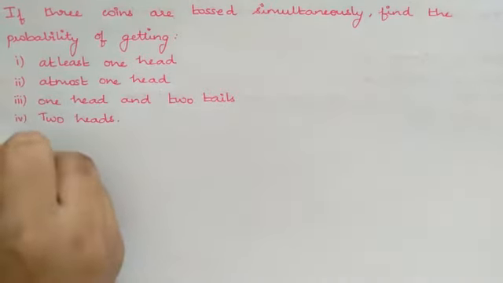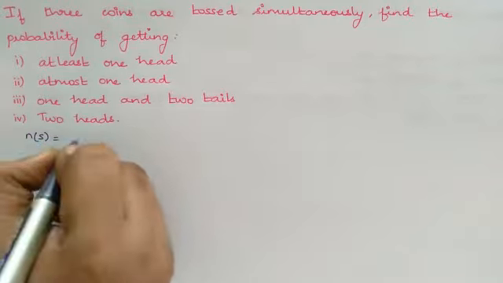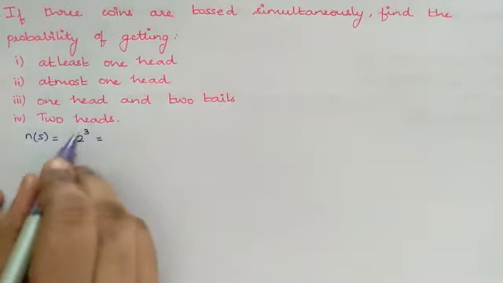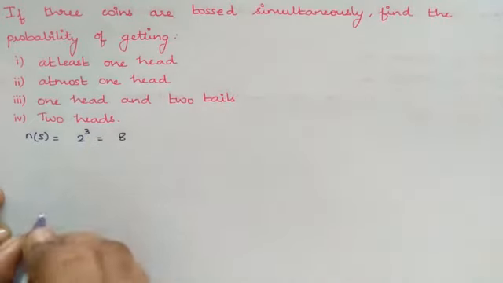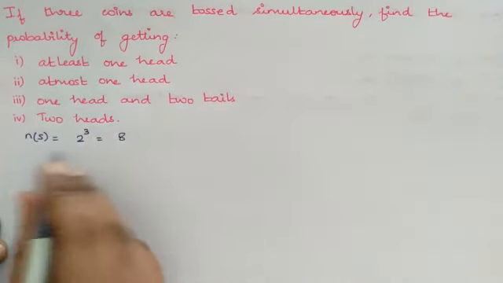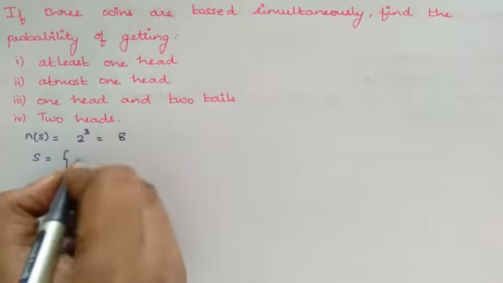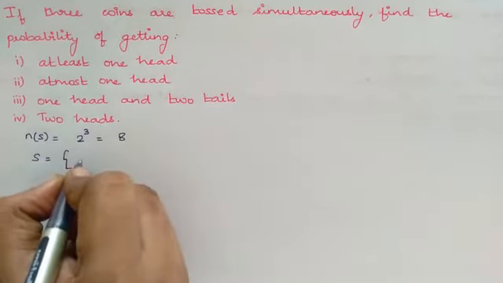So the number of possible outcomes, n(S), is nothing but 2 power 3, since we are tossing 3 coins. So 2 power 3, which is 8. Let's check whether we have 8 possibilities. Yes, the sample space is as follows. We are tossing 3 coins at a time.